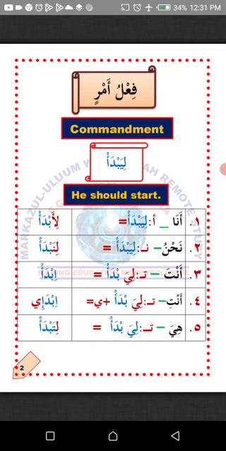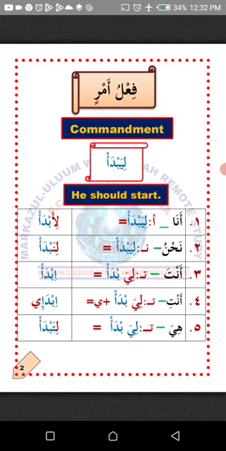Liyabdah simply means he should start. He in Arabic is huwa, being the opposite of hiya, she. So how do we now change the verb liyabdah to suit the following pronouns? Number one, ana, I. All you need to do is to detach ya'un and attach alifun. So the verb liyabdah will now become liabdah, which means I should start.